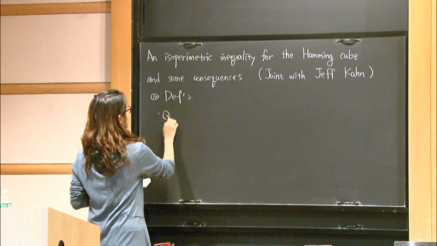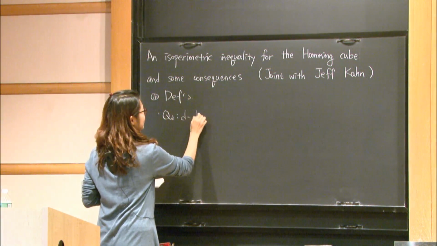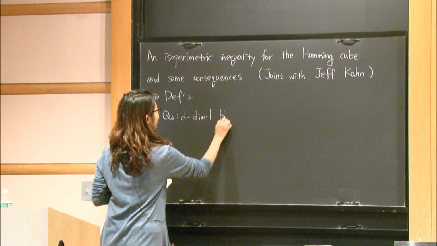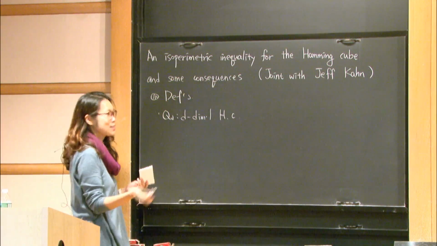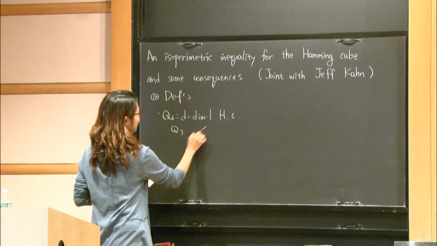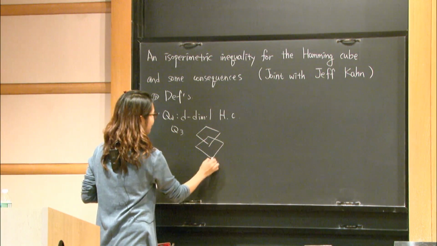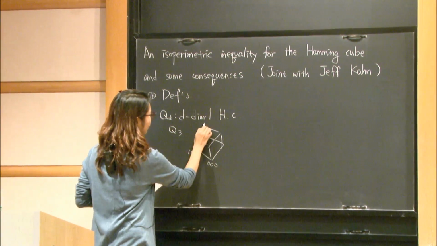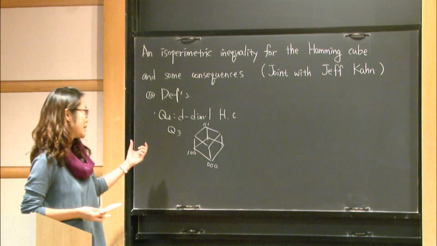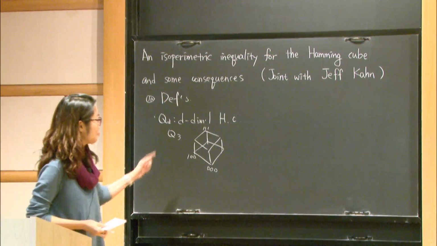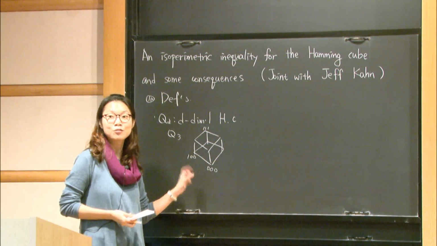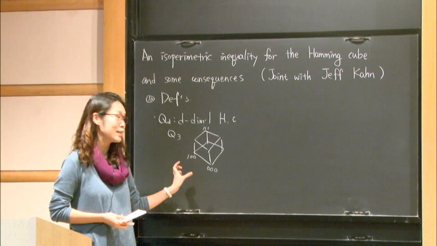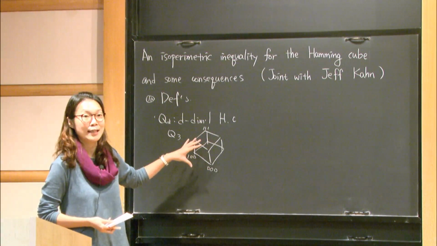We write Q_d for the d-dimensional Hamming cube. I guess you all know what it is, but for example, Q_3 looks like this. So this is 000, 001, 011, 111. So in general, Q_d is a graph whose vertices are binary strings of length d, and two vertices are adjacent if and only if they differ in exactly one coordinate.